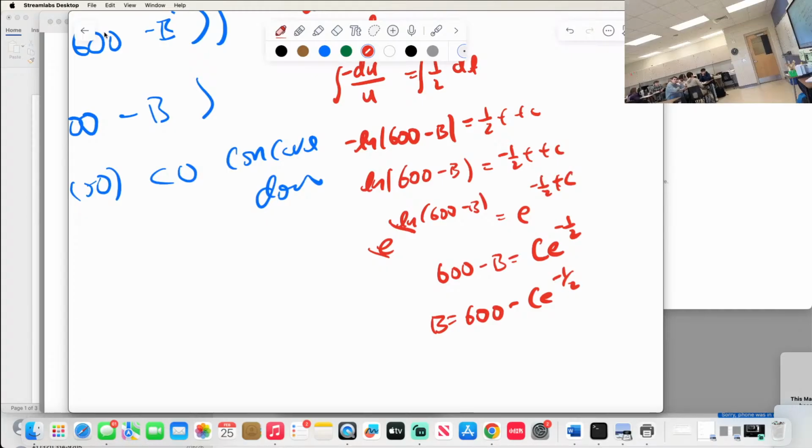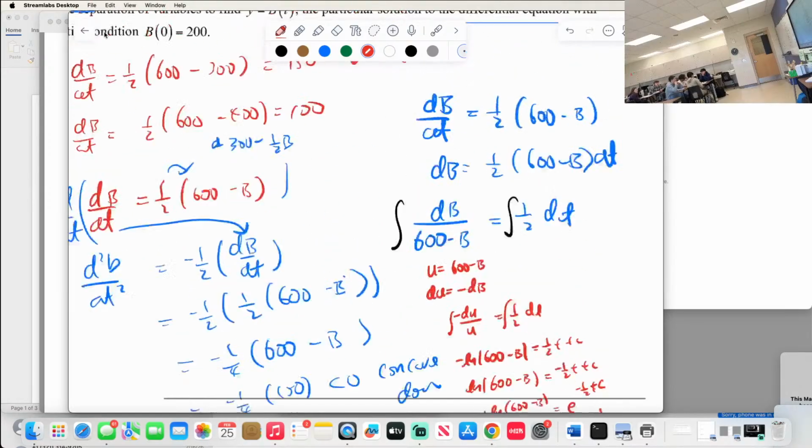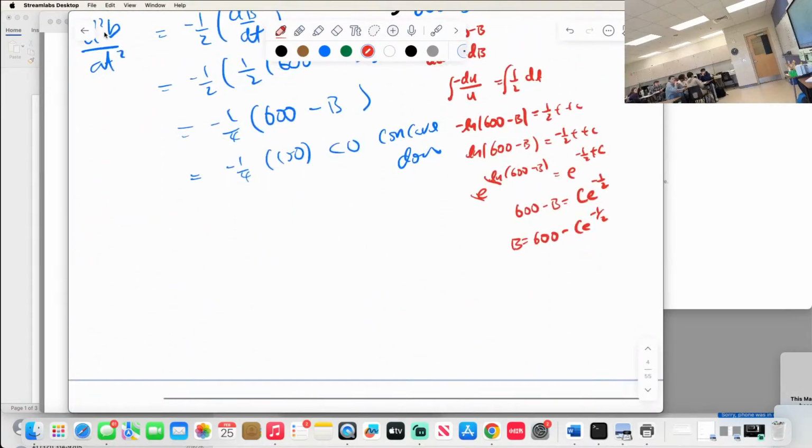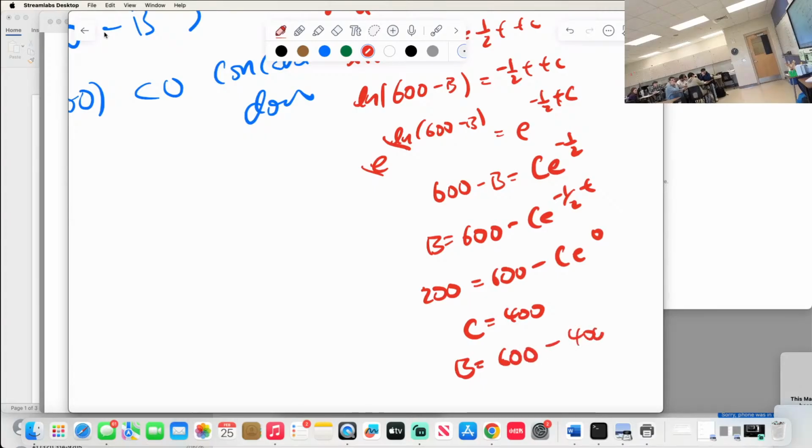Now we have to figure out what c is. I'm going to figure it out by plugging in the initial condition, so 0 and 200. Right here. Okay, so I think it's 200 equal to 600 minus c e to the 0. So c is equal to 400. So B is equal to 600 minus 400 e to the negative 1/2 t.